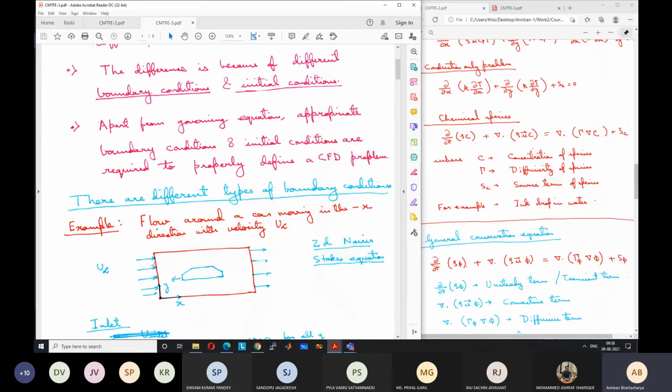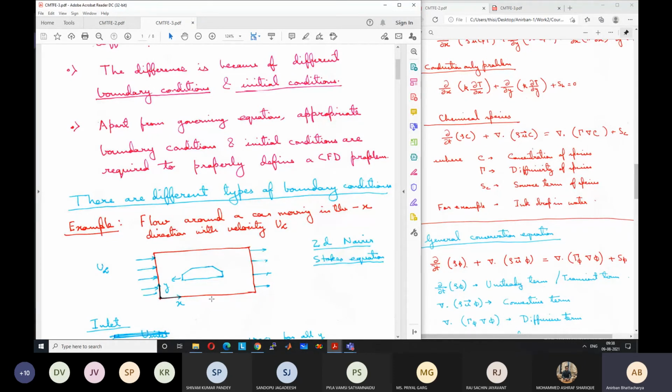And in the bottom, the road is also moving behind, in the positive x direction, with velocity u infinity. So the bottom surface itself is moving because from the reference point of view of the car, the road is moving in the positive x direction with u infinity. So this is how we need to tackle this problem.